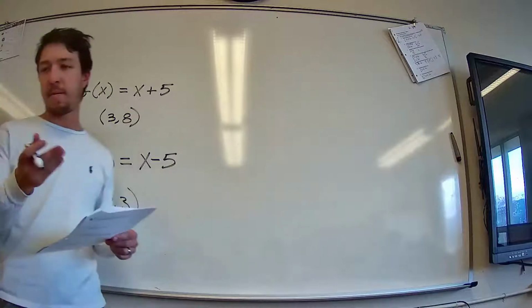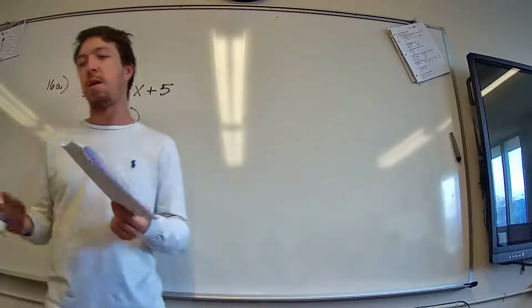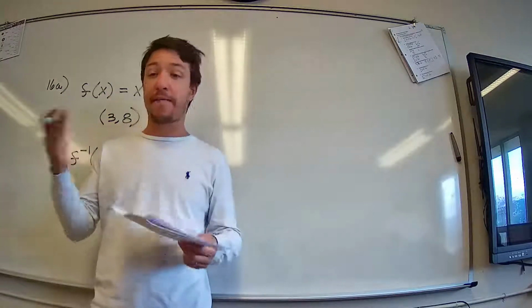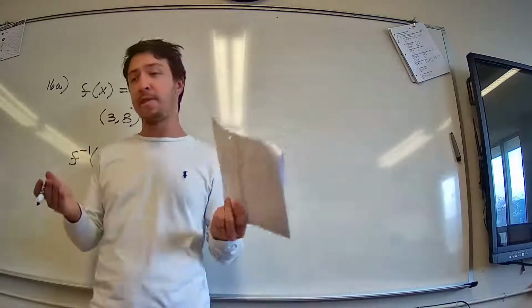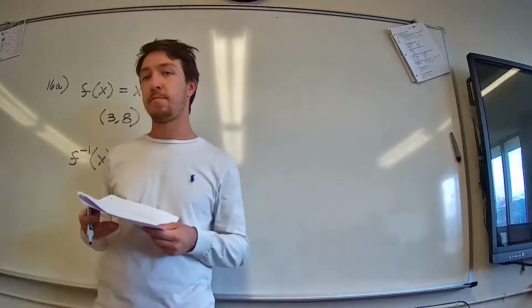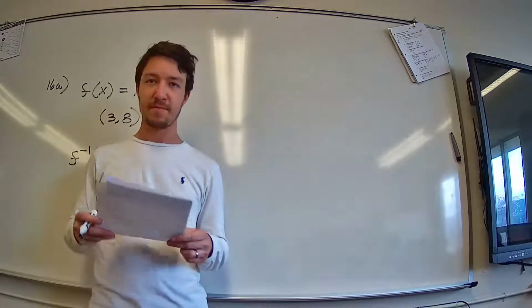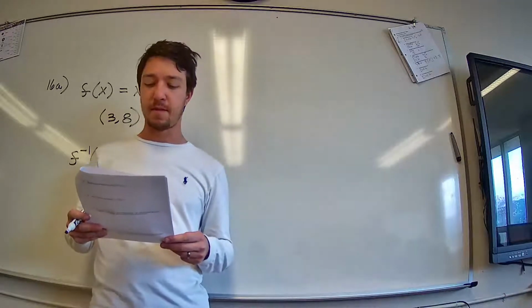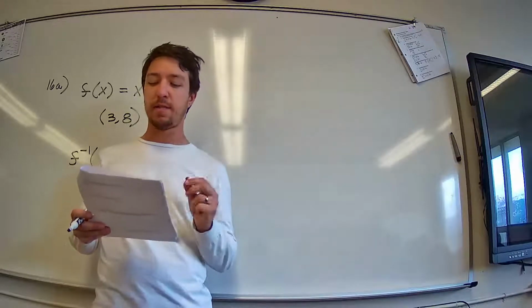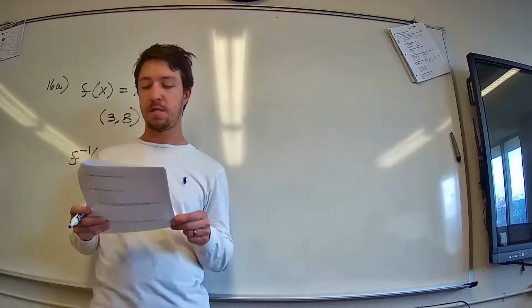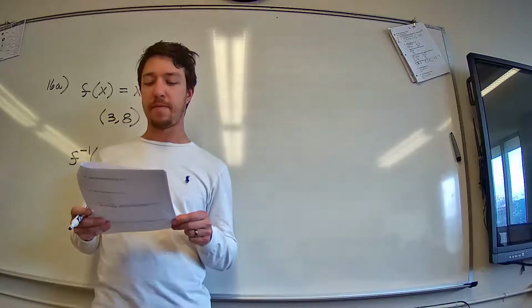Same story on 16b. Like f would contain the point, I don't know, like 5, 10, and the inverse would contain the point 10, 5. Cool beans? Yes. Good. Now, there's a weird one on here.